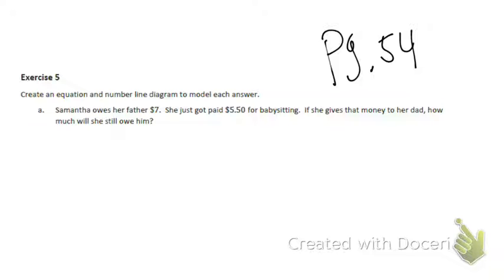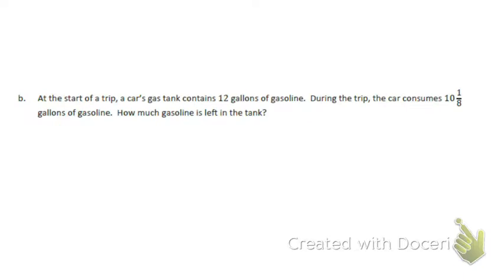Okay, so we went over A. Again, you guys should be on page 54. We went over A yesterday. I want to go over B and C. Let's see. Alright, so B says, at the start of a trip, a car's gas tank contains 12 gallons of gasoline.